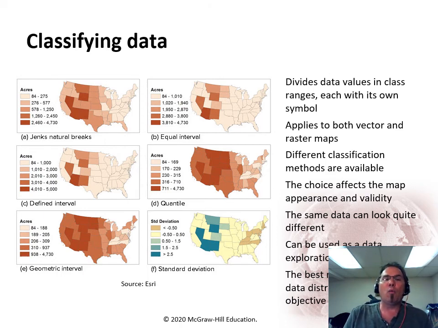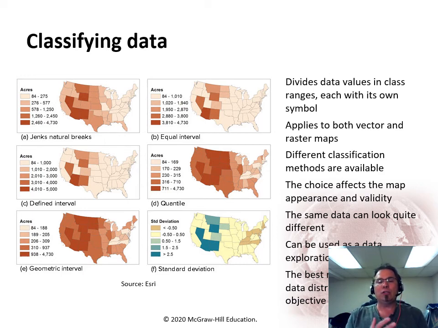Okay, so what this is doing is dividing data into class ranges, each with its own symbol. You tell it how many ranges you want, and in this case, all of these examples have 5. It applies to both vector and raster maps. There are different classification methods, like I mentioned, 6 of them sitting here. The choice affects the map appearance and the validity of the data. You can get very, very, very different maps depending on which classification scheme you use.